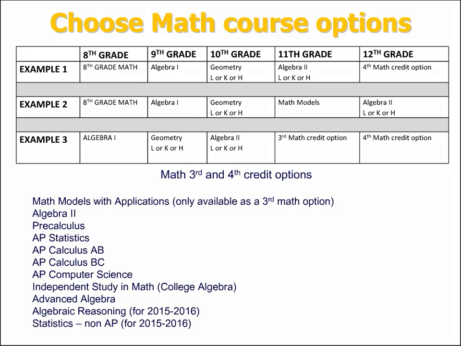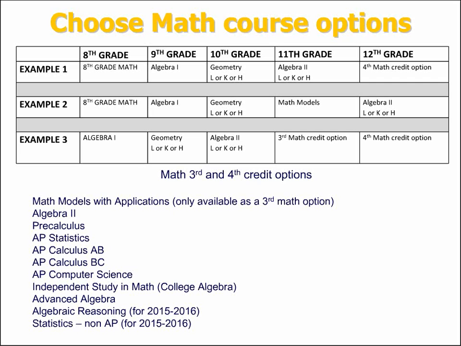And remember, students, that you must take Algebra 2 if you're choosing the Distinguished Plan. That is the number 1 requirement for the Distinguished Plan, that you must have Algebra 2 somewhere in your schedule. Right now, I want to discuss with you some of the math third and fourth credit options that you see listed on the screen.